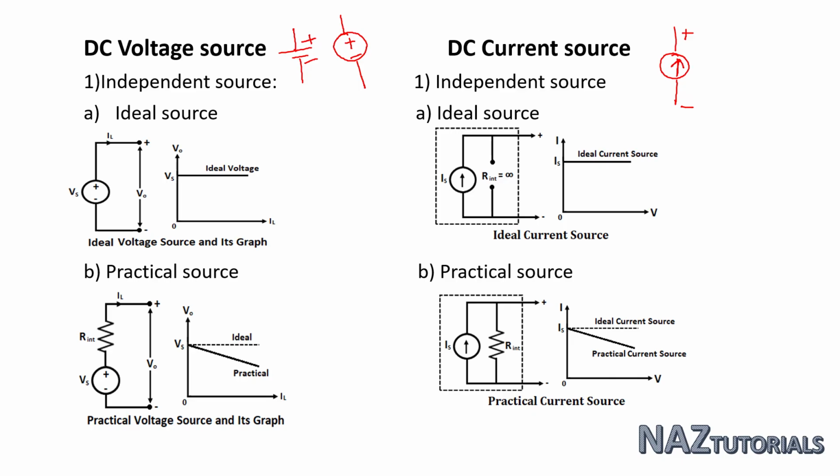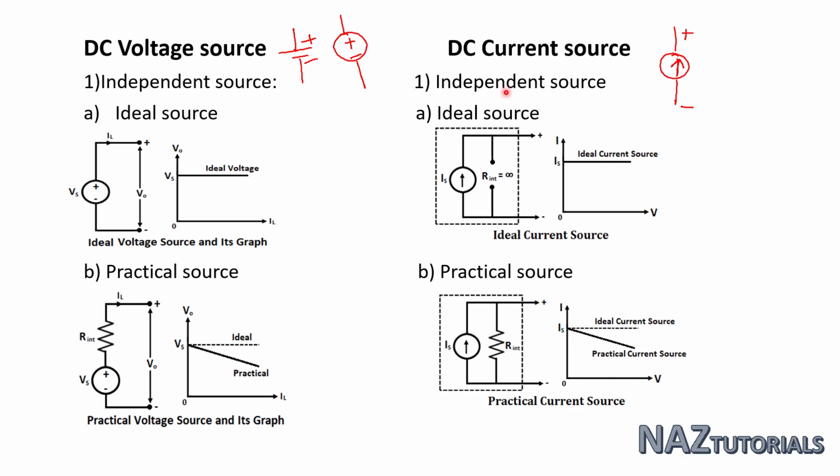If you see the DC voltage source, there are two categories: one is ideal source, the other is practical source. In the picture, a voltage source Vs applied to a circuit gives IL current and its output voltage is V0. Then V0 is equal to Vs for an ideal source. If you see the graph, if we change the circuit, the source voltage will not change. It will give the fixed value Vs.